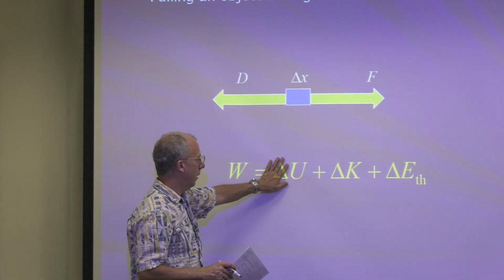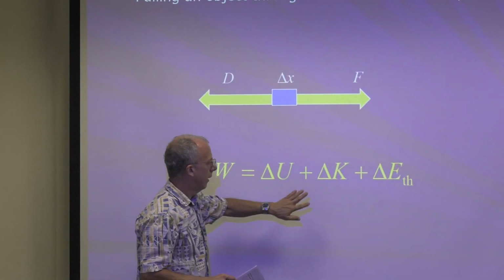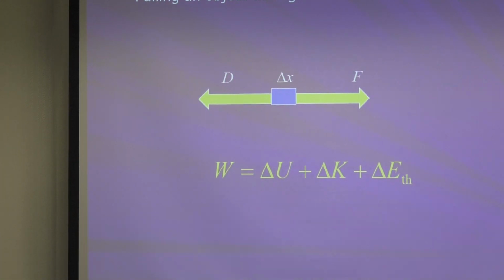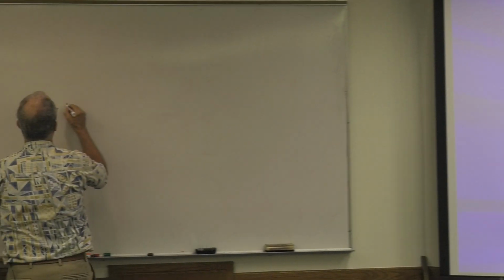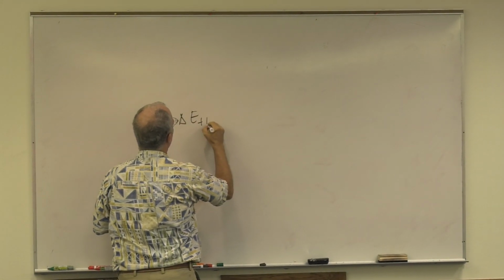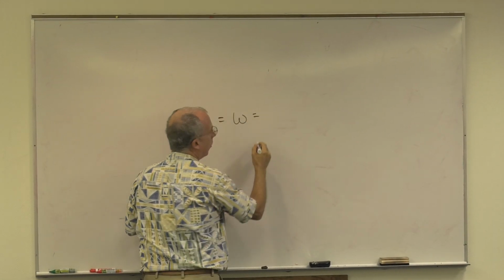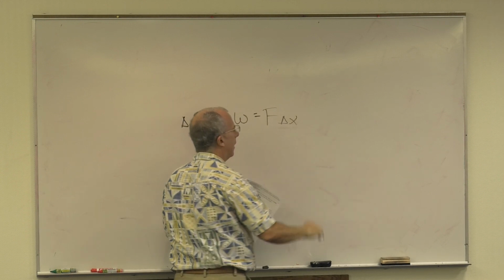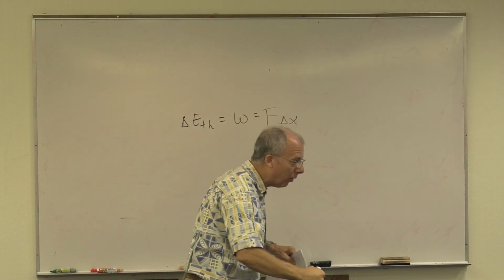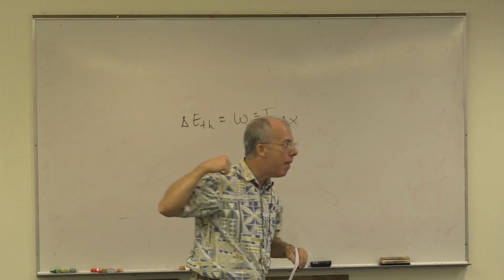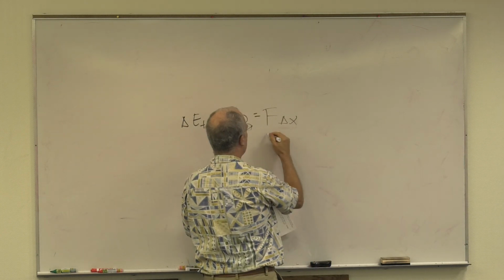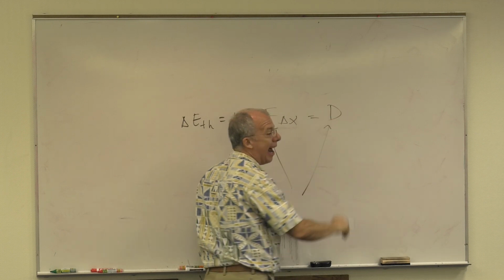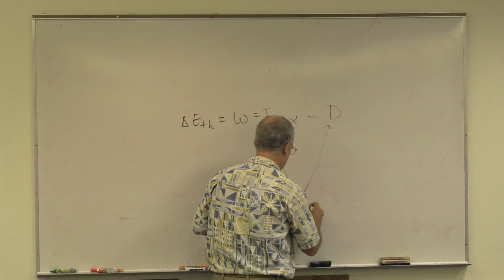Now, this is not changing, constant speed, just like the last one. So delta E therm is the work. Now, the work is the force times the delta x. Same thing, magnitudes only, so I don't care about the directions. The magnitude of F has to be the same as the magnitude of D. D is drag, like we had before.